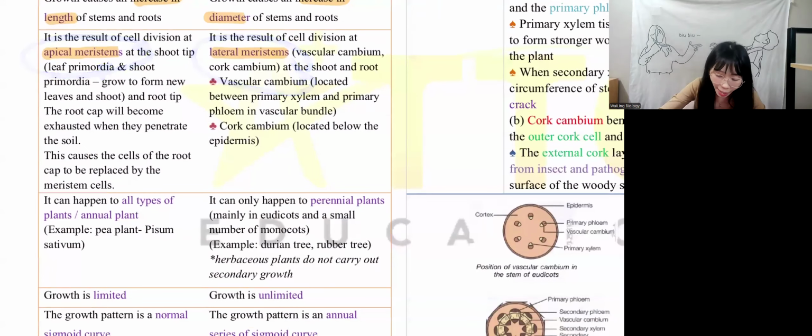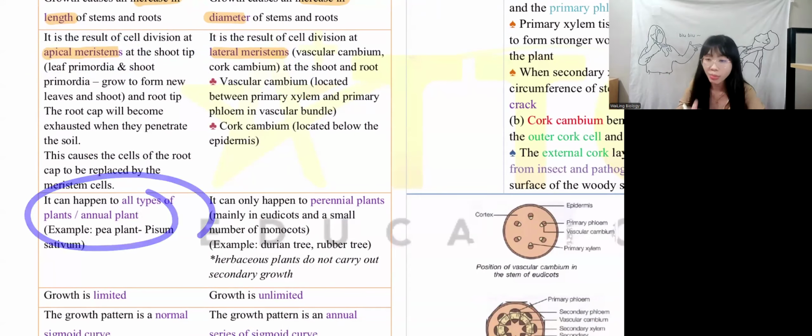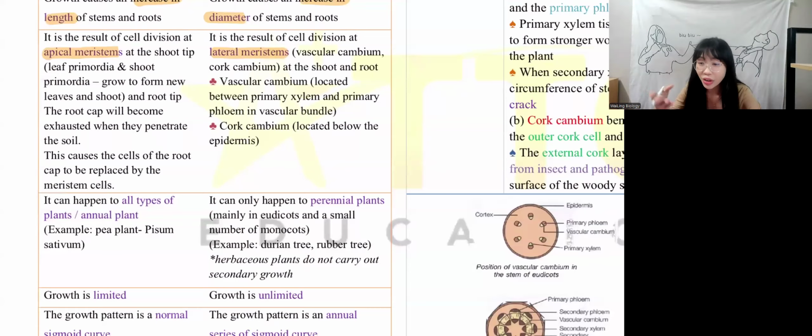Okay, next. Primary growth happens to all types of plants. As long as they are plants, every plant grows taller. Even grass also grows taller, right? Every plant carries out primary growth. But secondary growth only happens to perennial plants. Most likely they are woody plants, because non-woody plants we call herbaceous plants. Herbs, remember, are non-woody plants. Non-woody plants don't carry out secondary growth.